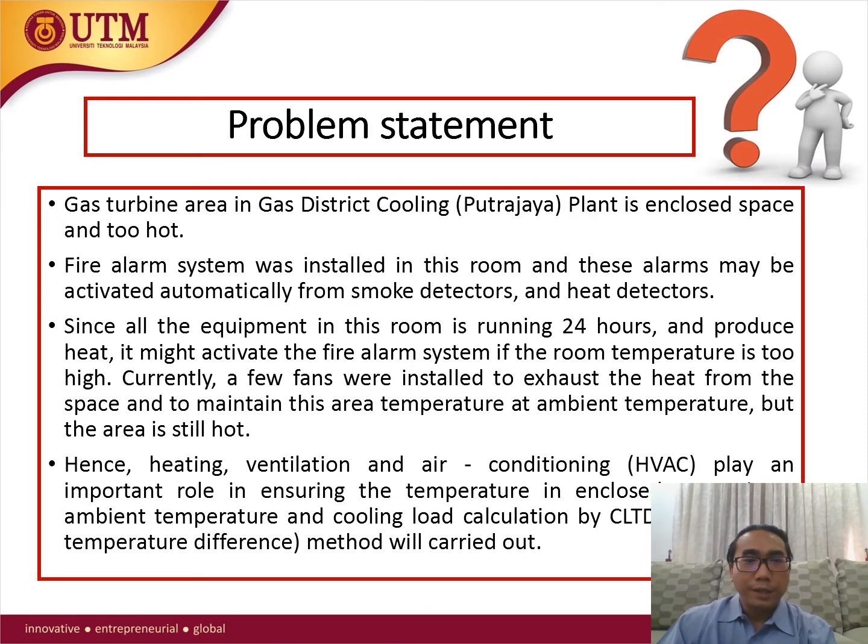Why did I select the gas turbine area? The gas turbine area in gas district cooling Putrajaya Plant 2 is an enclosed space and too hot. For this system and the turbine area, a fire alarm system was installed in this room, and this alarm may be activated automatically from smoke detectors and heat detectors. Since all the equipment in this room is running 24 hours and produces heat, it might activate the fire alarm system if the room temperature is too high.